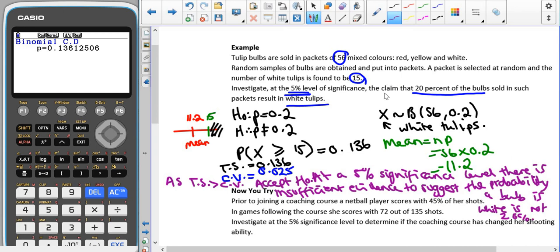And again, we're investigating a claim. The claim is that 20% of the bulbs sold in such packets result in white tulips. Well, because we're saying there's insufficient evidence to say that it's not 20%, that means that the claim is likely or probably to be true.